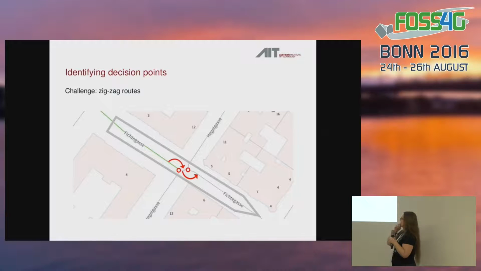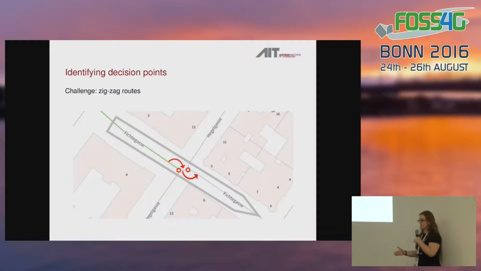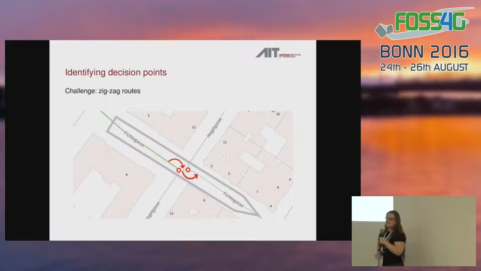What are the challenges when you try to do that? It already starts with the first point, with splitting into those episodes between decision points. Because what we found in the first run is that we get way too many decision points. It's like go 5 meters and then you turn left, and 5 meters and then you turn right.